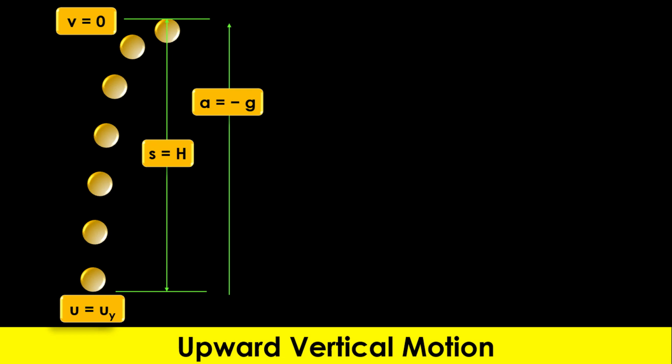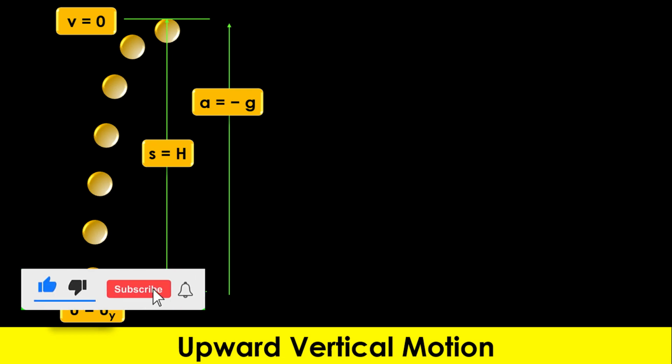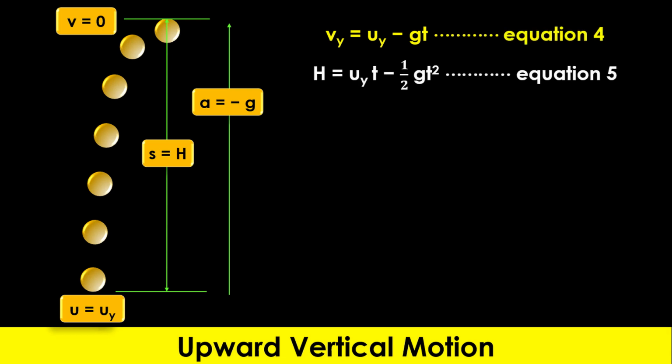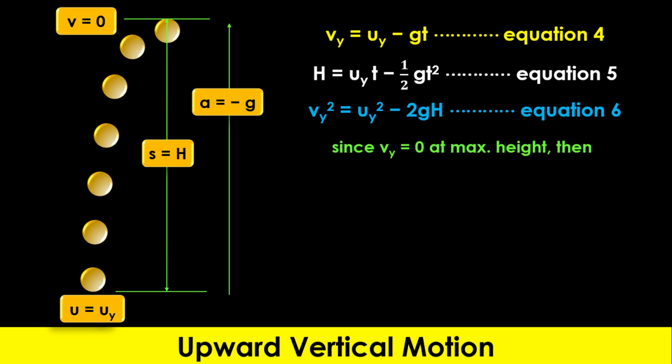Therefore, substituting these values into the three equations of motion, they will become vy equals uy minus gt, H equals uyt minus half gt squared, and vy squared equals uy squared minus 2gH. Since the final velocity of the body is 0 at the highest height, then from equation 4, we would obtain uy equals gt. Equation 7 gives the initial velocity for the upward motion in terms of acceleration due to gravity in meters per second squared and time in seconds.